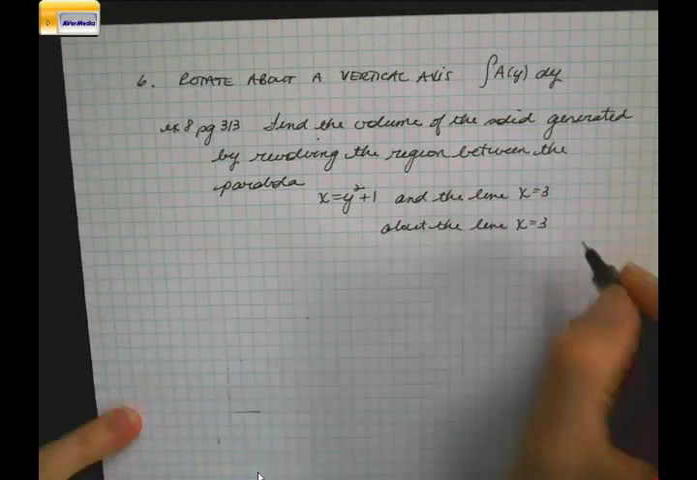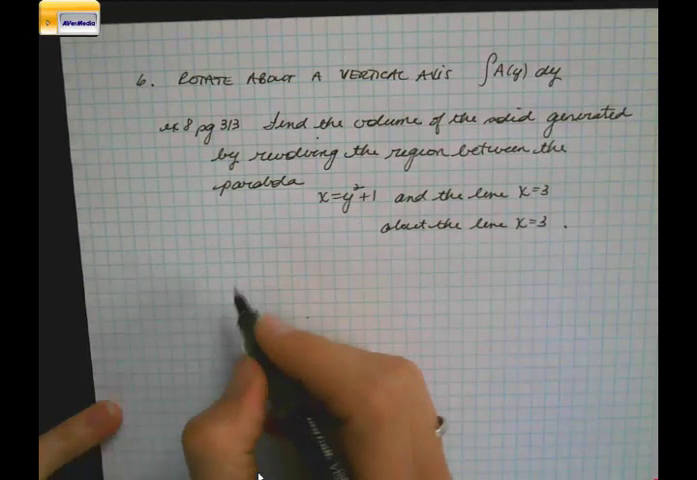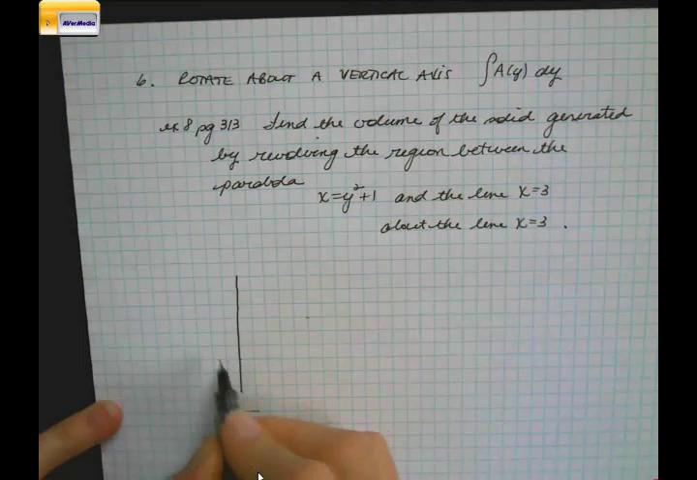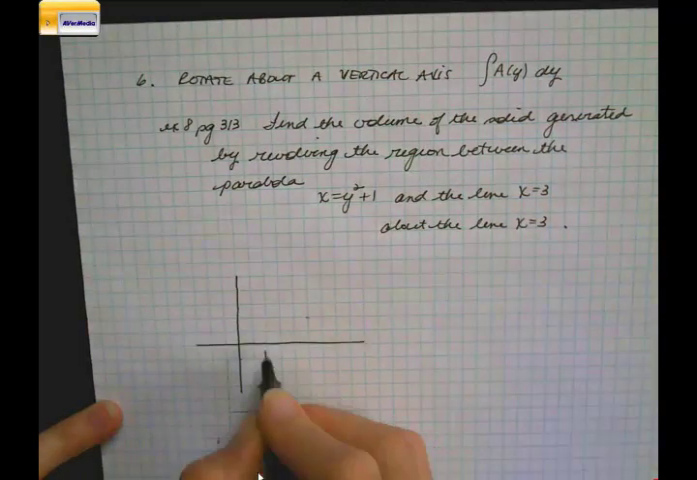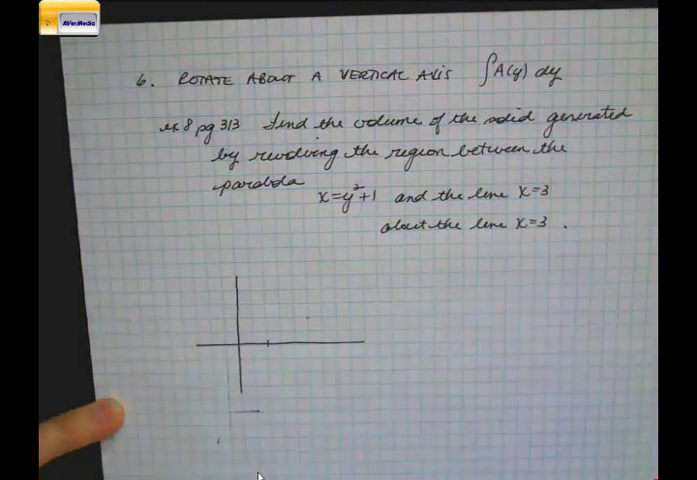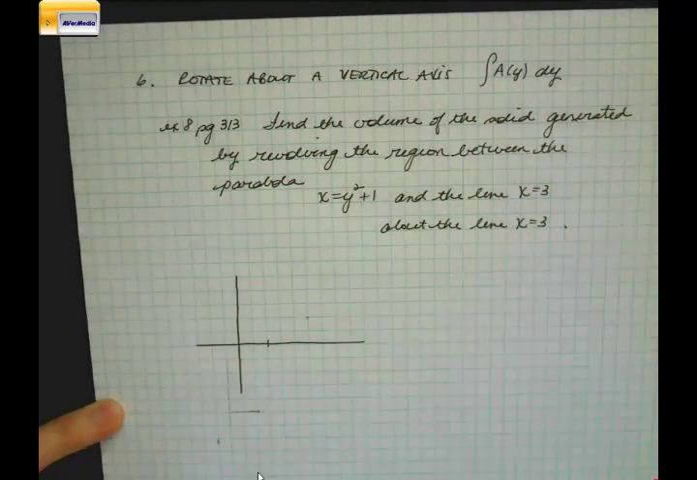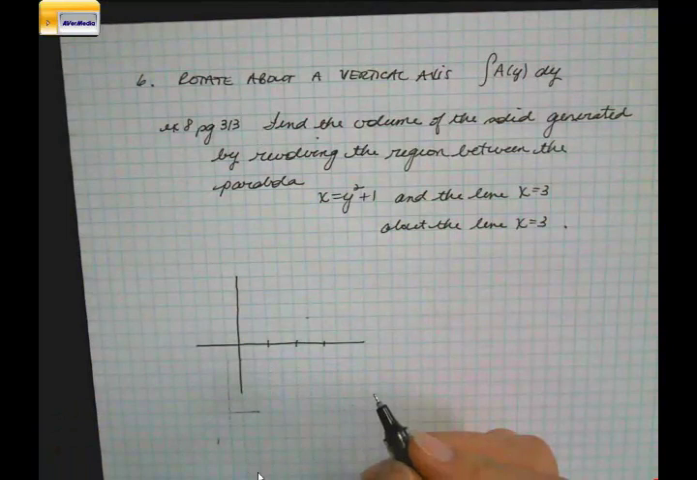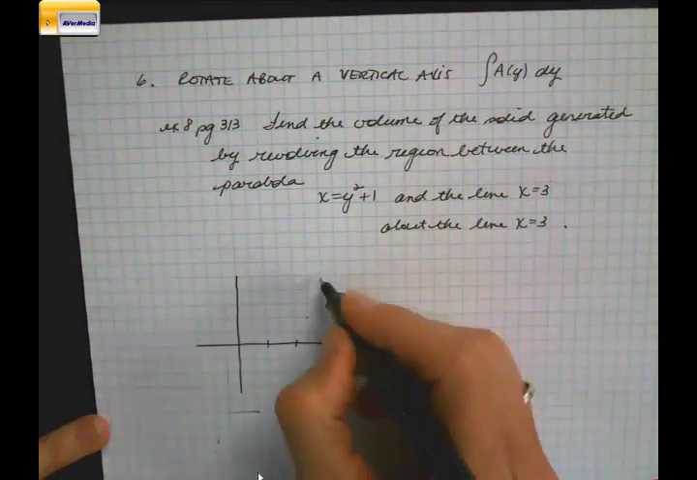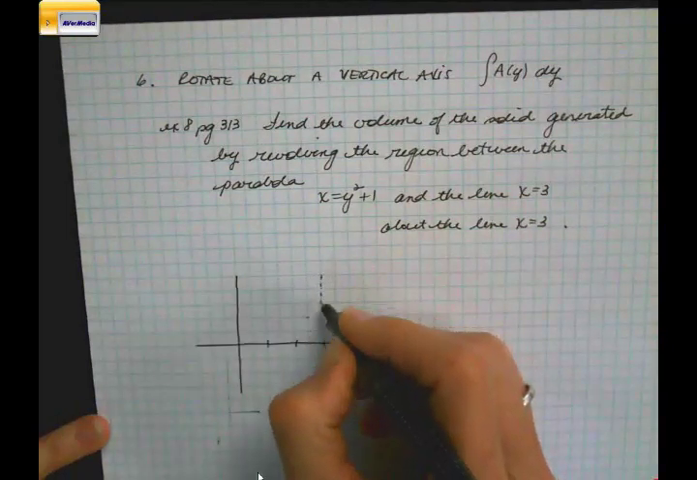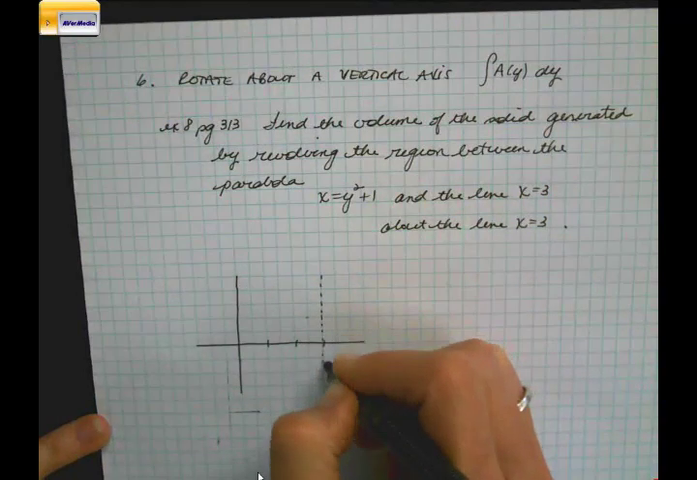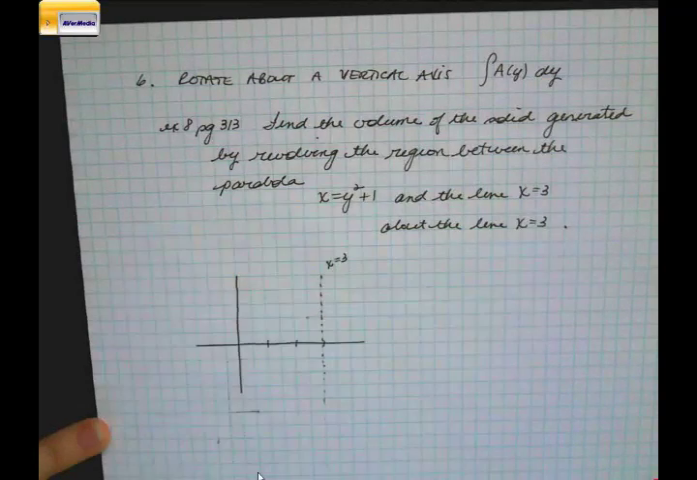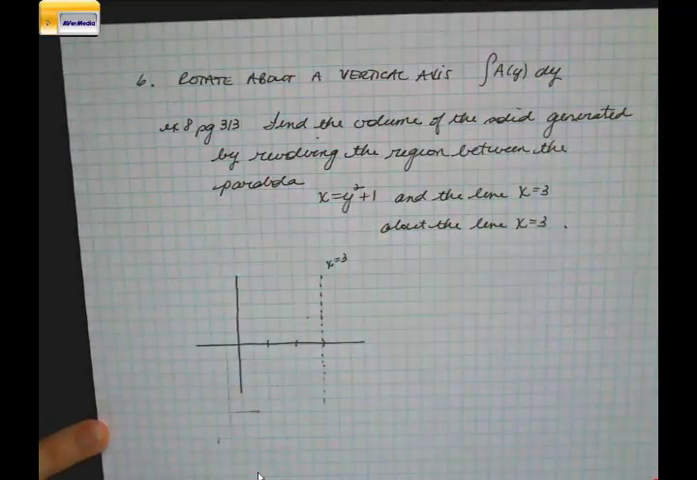Okay, so let's try to graph it. Okay, so you have a parabola. Here's the line x equaling 3, I'm going to put it in. This is what you're revolving around. It's also part of the boundary of your region. And we have to graph x equaling y squared plus 1.